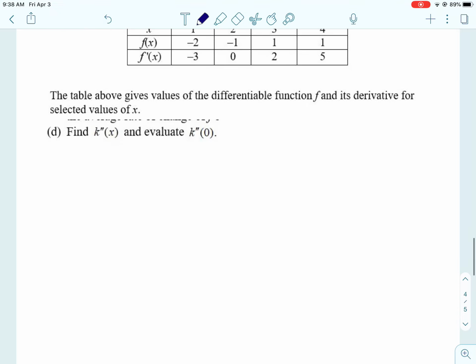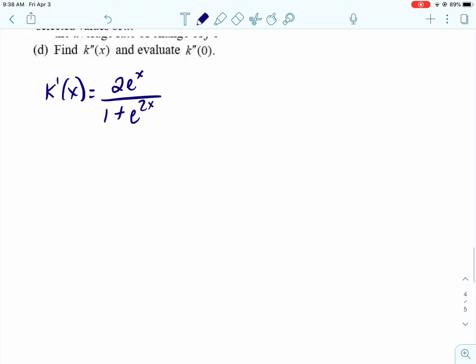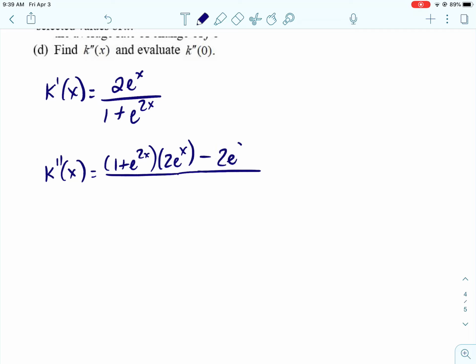Okay, and then this last one, we're first going to find the second derivative of k of x, and then we're going to evaluate it at 0. So we'll take that k, the first derivative of k, and looks like we're going to have to do the quotient rule. So we'll change that to the second derivative.